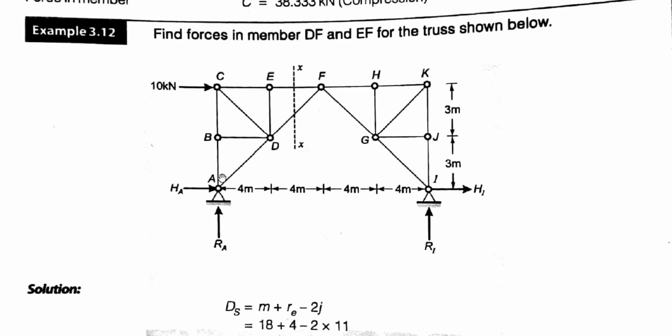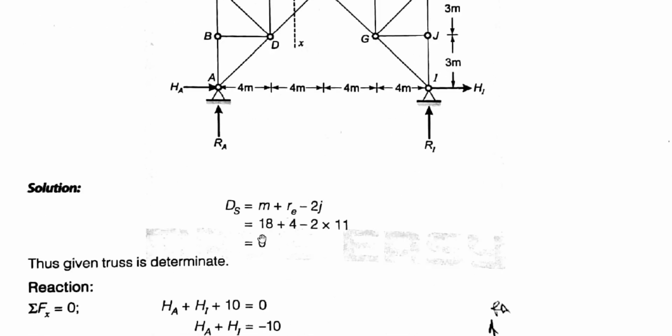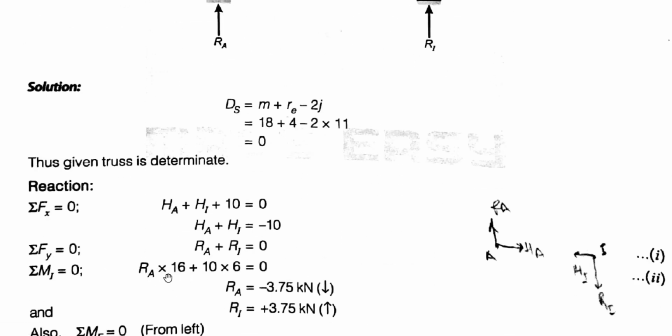So this is our clockwise about this hinge support I. So clockwise moment I'm considering here positive. So RA into 16 plus 10 into 6 is equal to 0. RA means minus 3.75 kilonewton. So in downward direction.